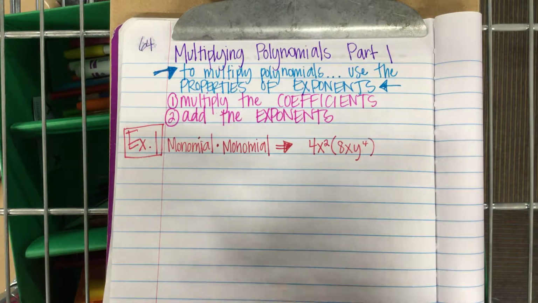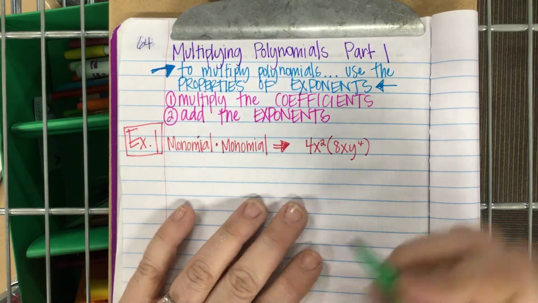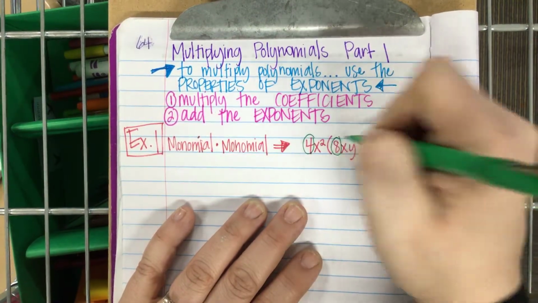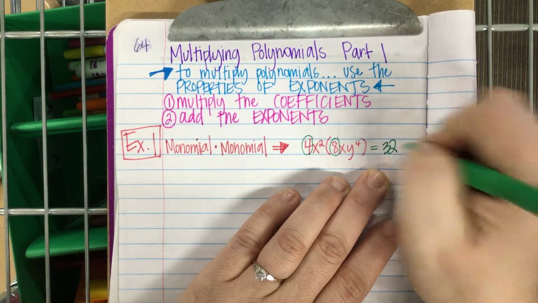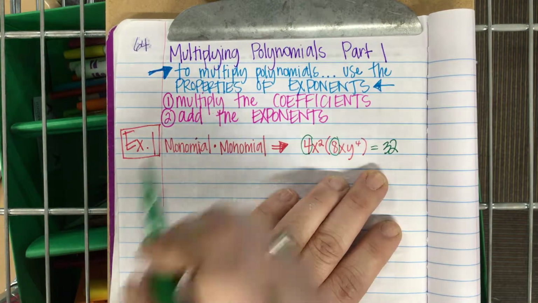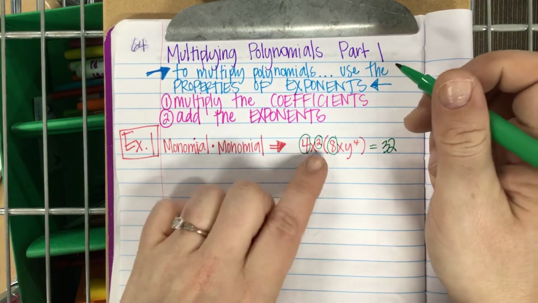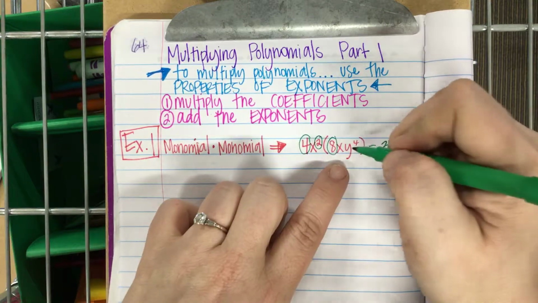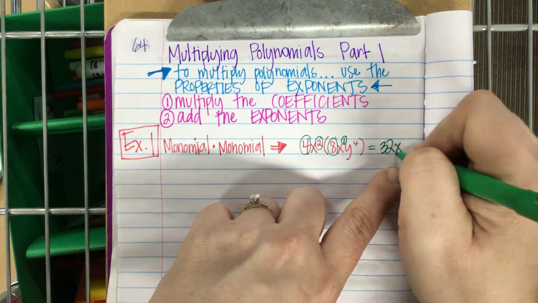A monomial times a monomial, we're going to multiply the coefficients. What are the coefficients? 4 times 8. 4 times 8 is 32. And we're going to add the exponents. I have a 2. Do I do 2 plus 4? No, you do 2 plus 1. Does it have to be in standard form? Yes.